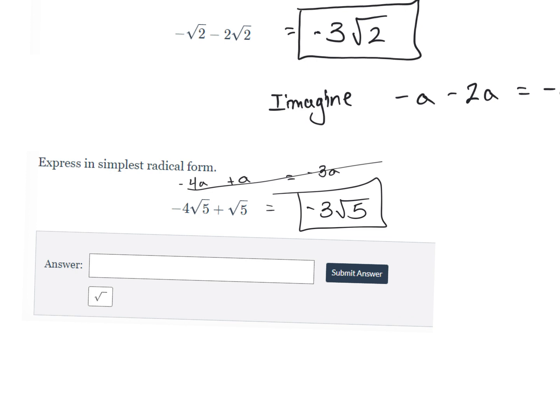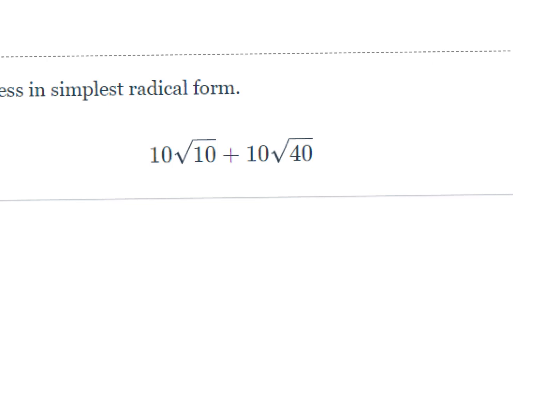Would it be possible for the inside number, like 5, to be different on each one? Yes, and I think that's the next one. Boom. So here we want to add 2 radical numbers, but that one's square root of 10 and that one's square root of 40. So those are not like terms.